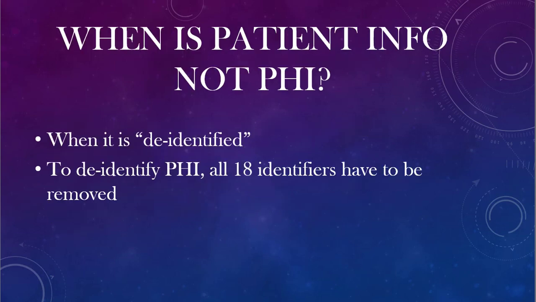So, when is patient information not protected health information? It's when it's de-identified. Sometimes you might hear the term redacted. To de-identify protected health information, all 18 identifiers have to be removed. So let's take a look at the 18 HIPAA identifiers that must be removed so that the information is not then classified as protected health information.